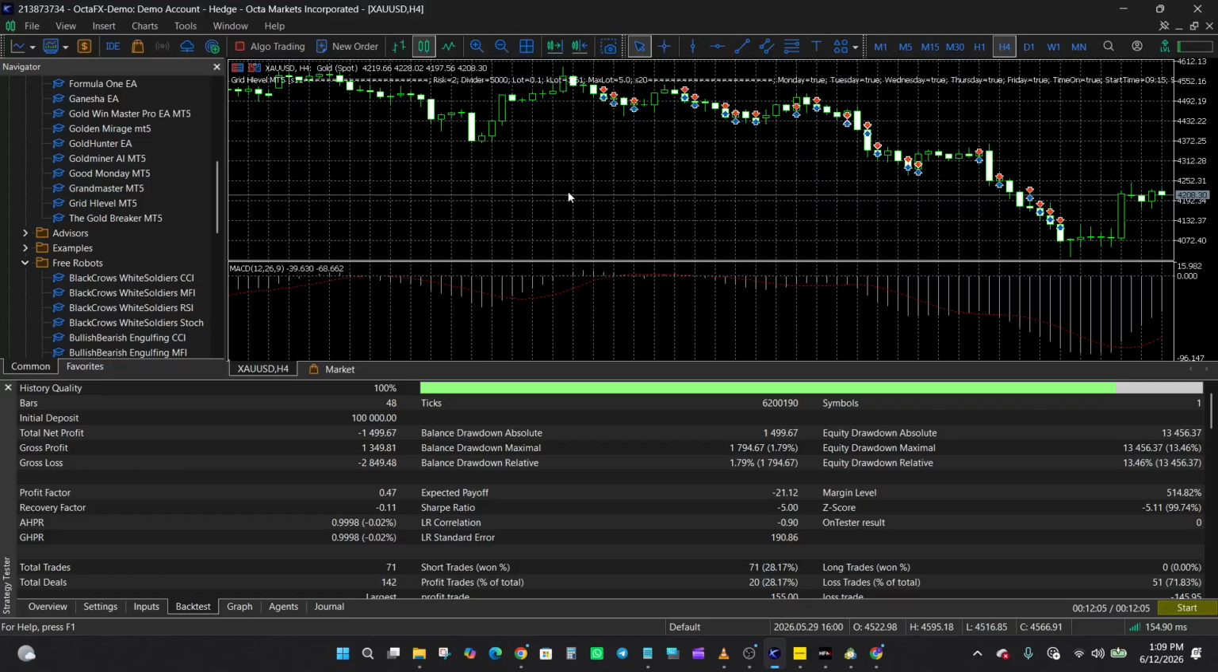Overall, the Grid HLevel EA is a semi-automatic averaging-based trading system for MT4 and MT5 that combines manual support and resistance analysis with configurable grid management tools. For traders who prefer maintaining control over market levels while automating parts of the execution process, this EA offers a structured approach that can be customized to individual trading preferences.